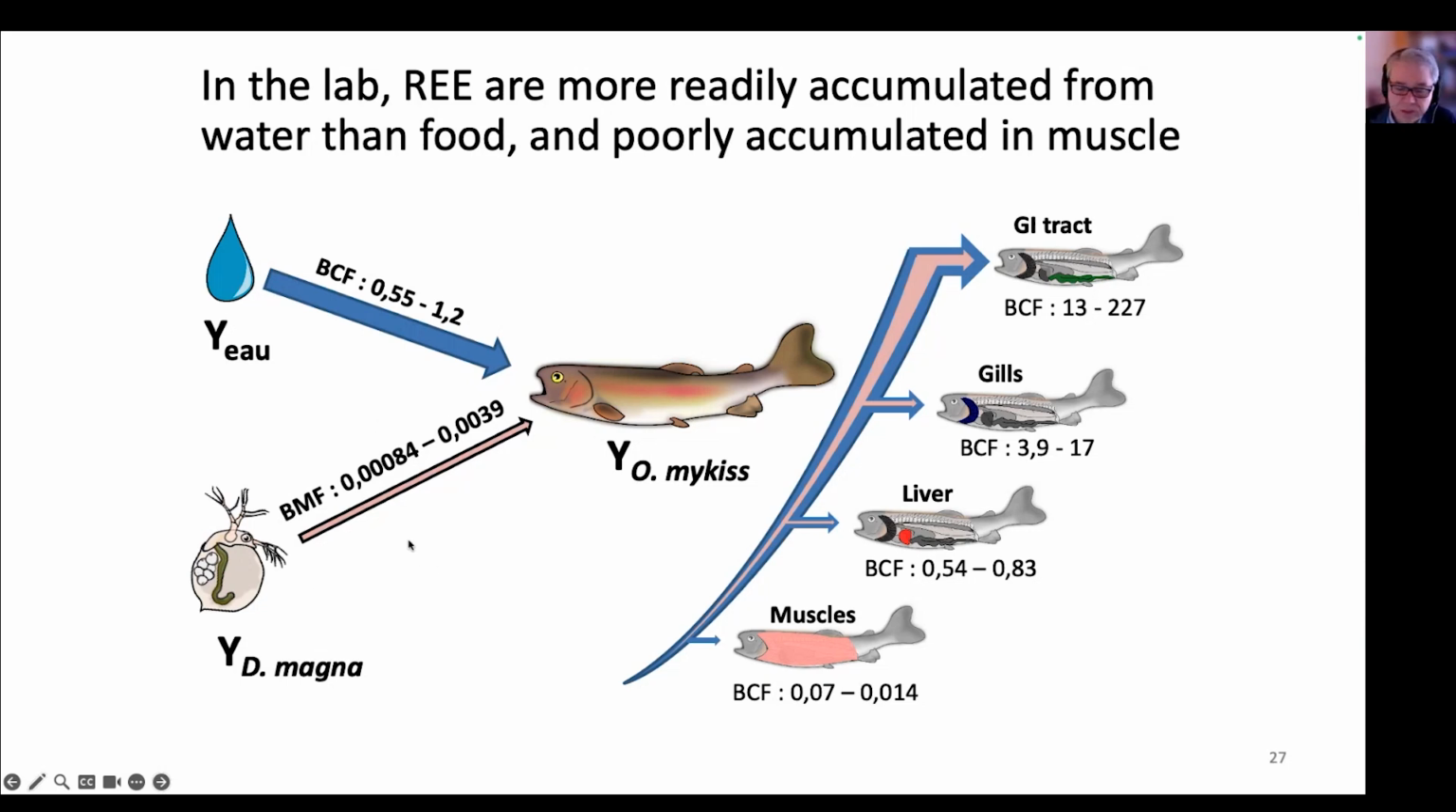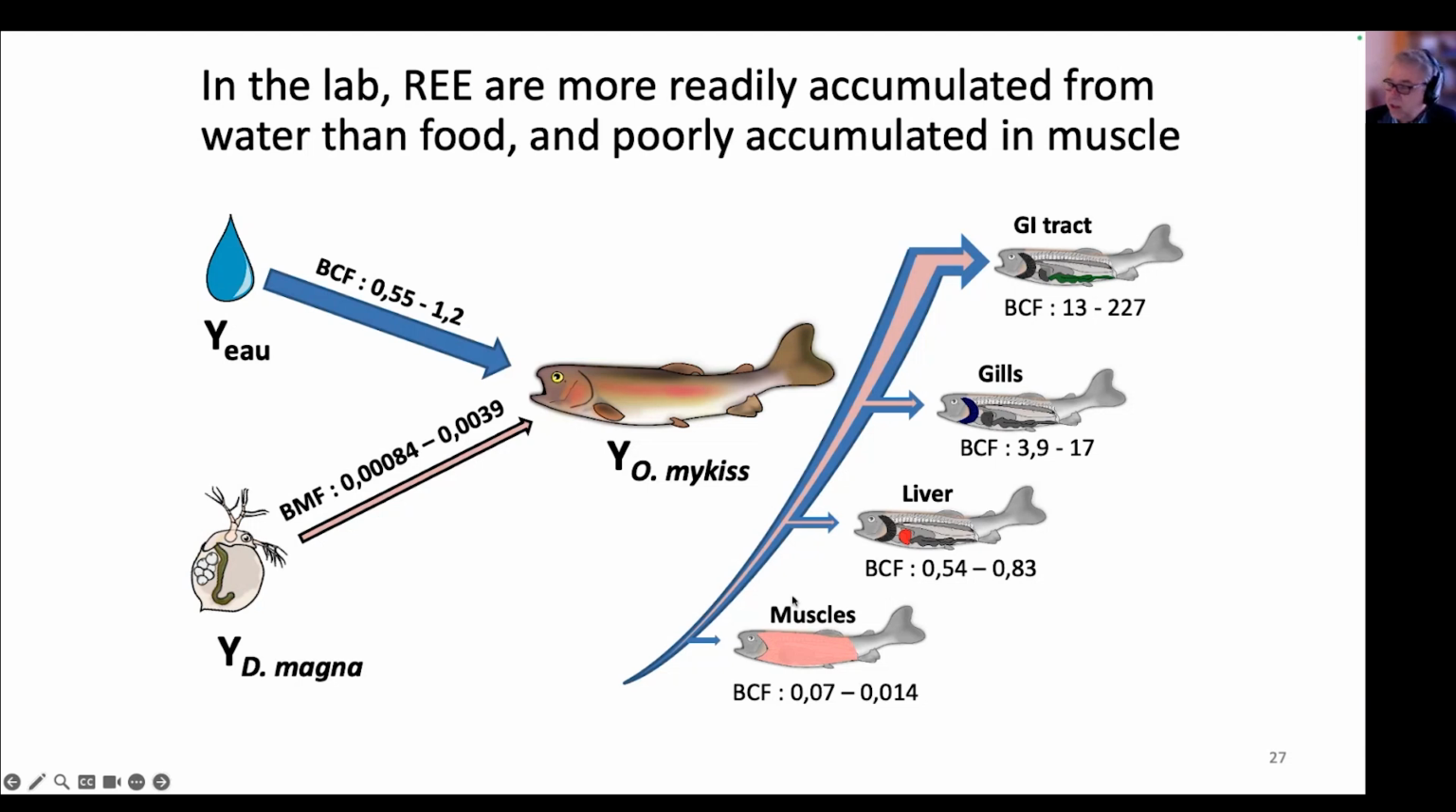So it seems that food is not such a great flux towards the trout for uptake of yttrium. Then we looked at what was accumulated in the trout and found that most of the yttrium was accumulated in the gastrointestinal tract, then the gills, then the liver, and lastly the muscles. So it means that the muscles are really bad at taking up yttrium and probably other rare earth elements.